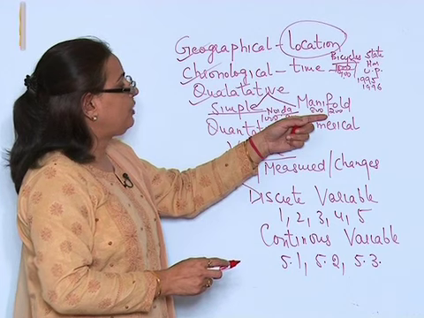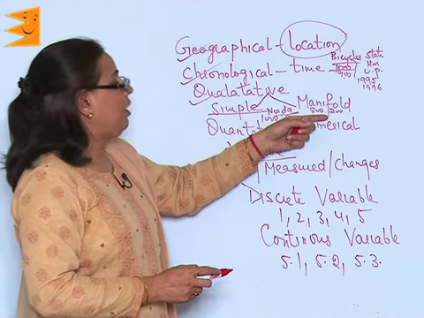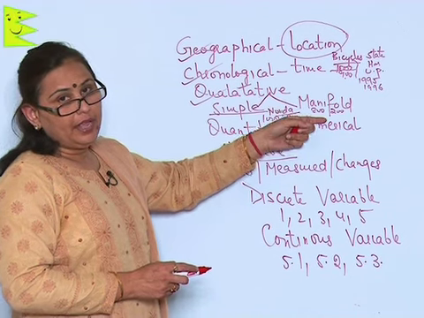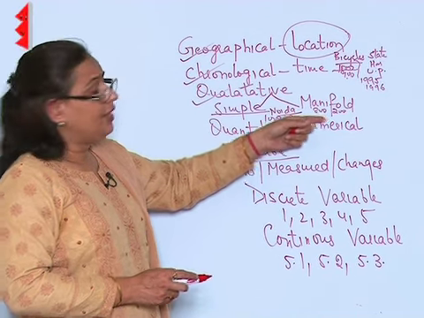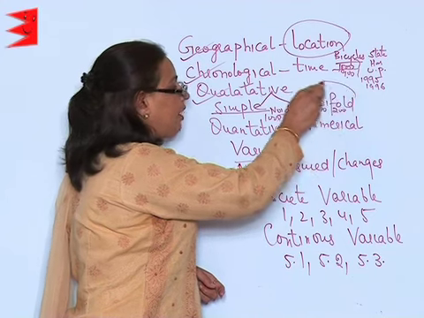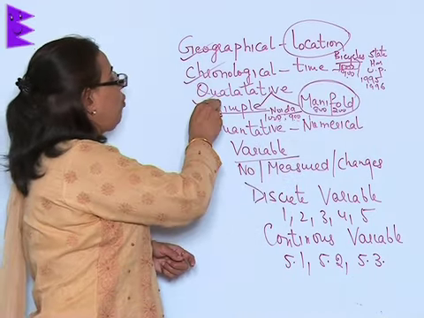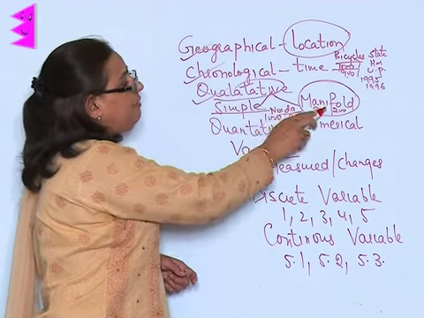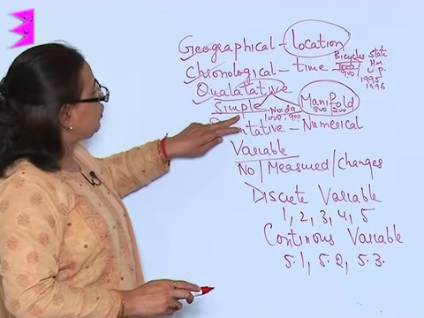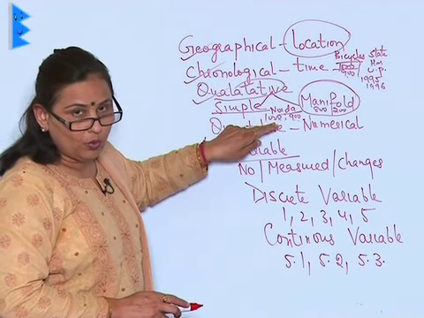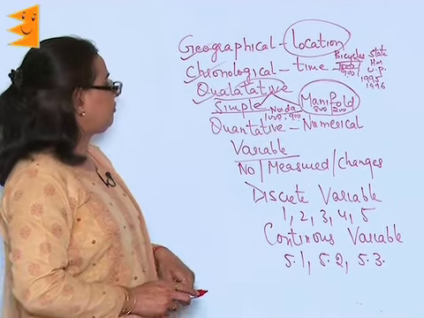Then I talk about, after the employment, where they are staying, what is their income, and how long they have been staying. So when I can derive more information, when the information is more about the qualitative aspect, it is the manifold data. But when it is just simply giving you one information, then it is the simple qualitative data.